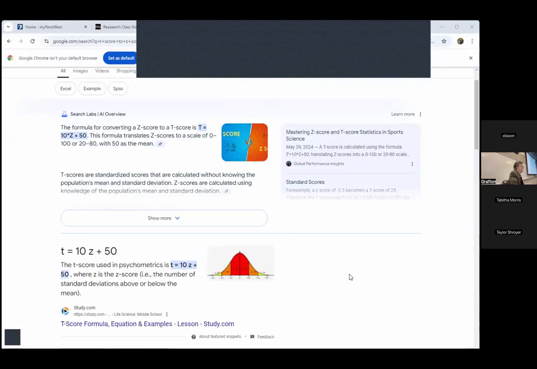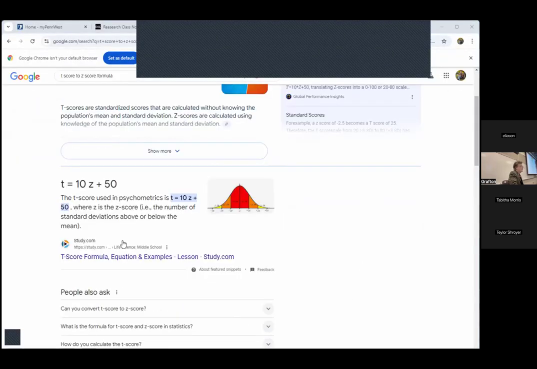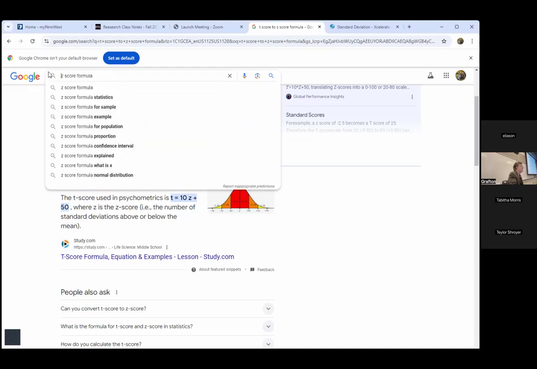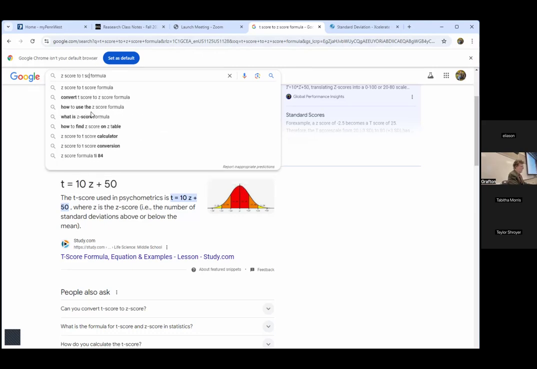Okay, so a T-score equals, so I just remember T equals 10 times. That's a good way to remember it. T equals 10 times whatever the Z-score is, plus 50. So that's it. And then if we do the same thing, it's just the opposite: Z-score to T-score.